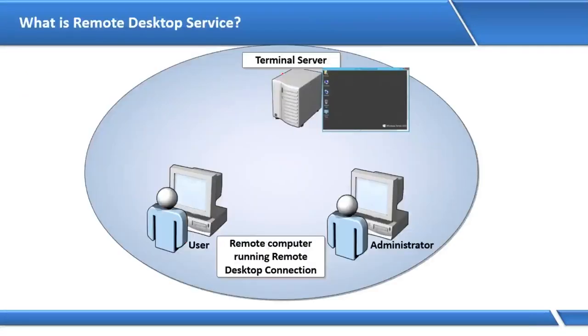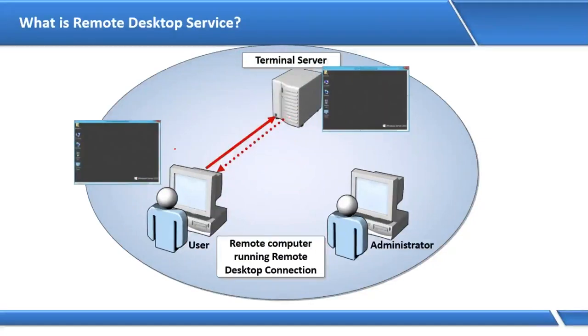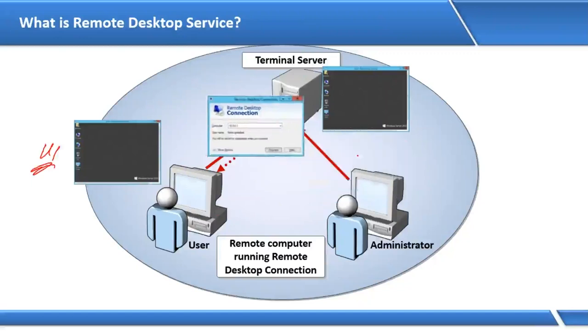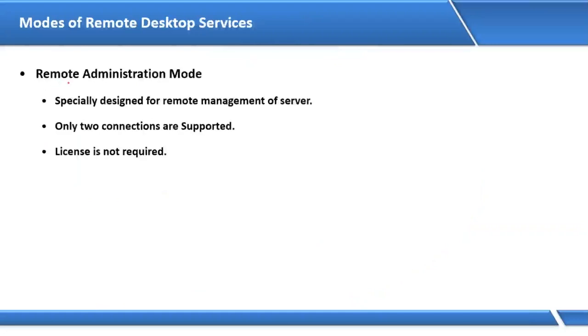So assume this is my remote server, and user 1 is requesting the server by using an RDC connection. The server will verify the name and password, and the remote desktop is available in front of the user. But this desktop is what here? User 1's. Admin is requesting the remote server at the same time, verification is done, and admin is logged in. But remember, admin's desktop is different from user 1's. Permissions are also different there. So once you enable the remote desktop session, this mode is called remote administration mode. It is specially designed for remote management of servers, and the 2 connections are supported; a license is not required.